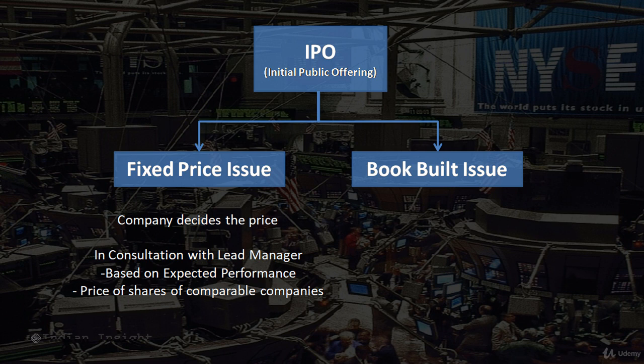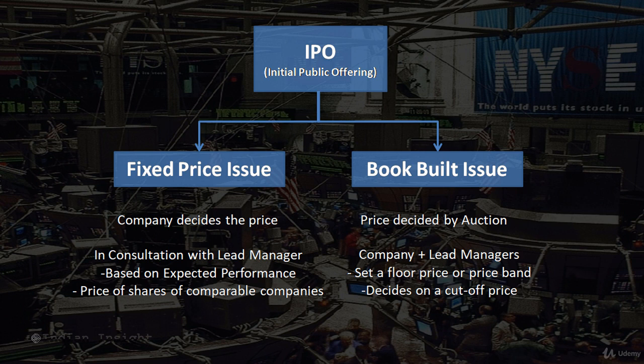In case of the Dutch auction, the price of the issue is decided by an auction. The company, in consultation with the lead manager, specifies a floor price, which is the minimum bid price they are willing to accept for their security. Alternatively, the issuer may specify a price band, that is a minimum and maximum price within which the investors can bid. When the issue opens, the investors place a bid price and a corresponding bid quantity. This bid price is required to be above the floor price or within the price band.